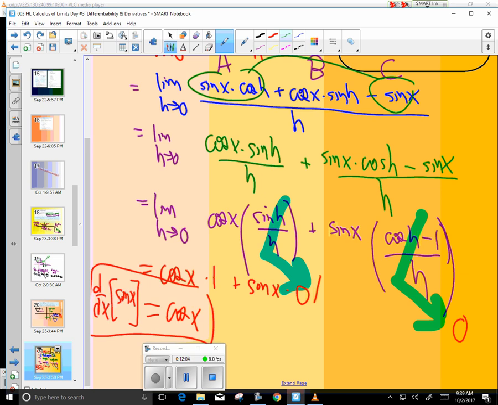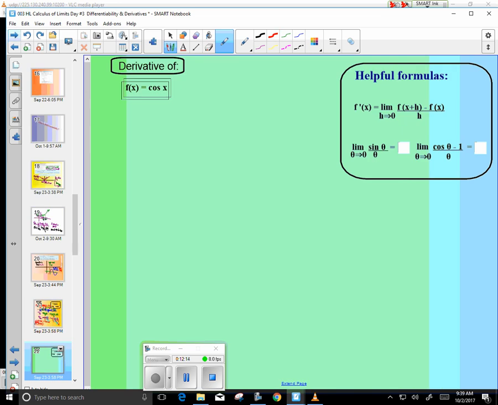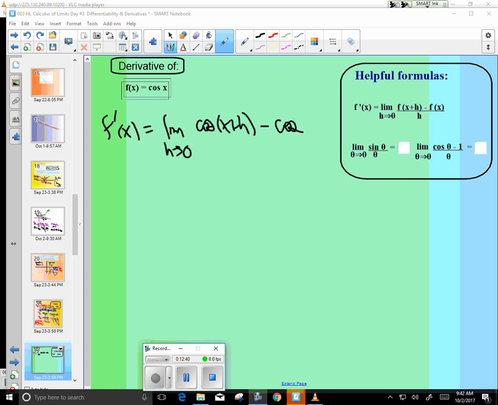What do you think, Lauren? Good? Okay, then you do this one. You do cosine. Good luck. So we have the limit as what we're looking for is the derivative. So we would say f prime of x is the limit as h approaches 0 of cosine x plus h minus cosine of x over h.